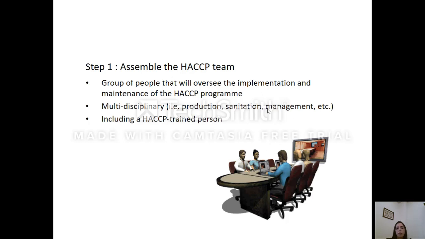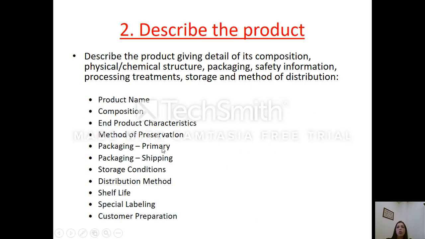So assembling the HACCP team, it should include a HACCP trained person, who should be the head of the HACCP team. The HACCP team will oversee the implementation and maintenance of the HACCP program. Make sure that we never start the HACCP implementation before making sure that the PRPs are ready.